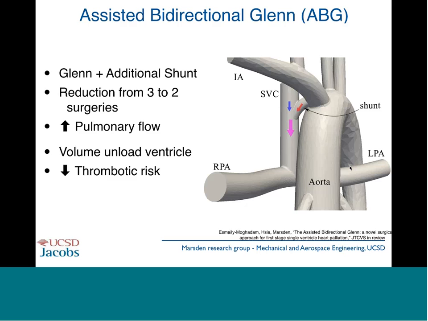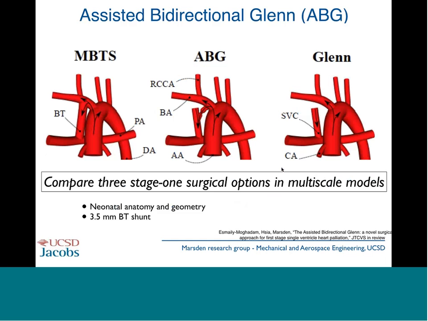Now, it's important to realize that there's a reason we don't do this Glenn connection in patients as neonates, and that's because they would experience inadequate pulmonary blood flow. And so, just doing this part without the additional shunt has already been shown to be insufficient and lead to poor outcomes. And so our attempt is to combine these concepts, use the ejector pump to increase pulmonary flow, and then reduce the total number of surgeries.